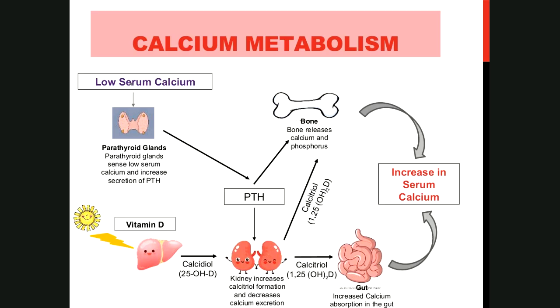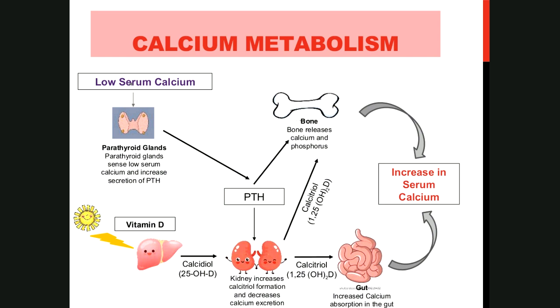And then briefly, I just want to review calcium metabolism. When we have a low serum calcium level, the parathyroid glands are able to recognize this, and they will increase the secretion of parathyroid hormone. Parathyroid hormone has a number of effects. It acts directly on bone to increase osteoclast function, increase bone resorption, and therefore increase calcium release into the serum.